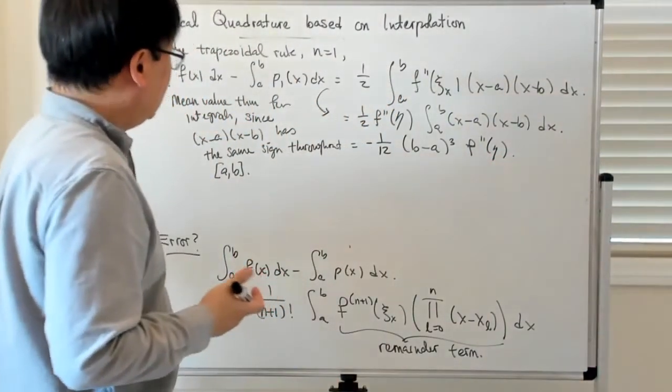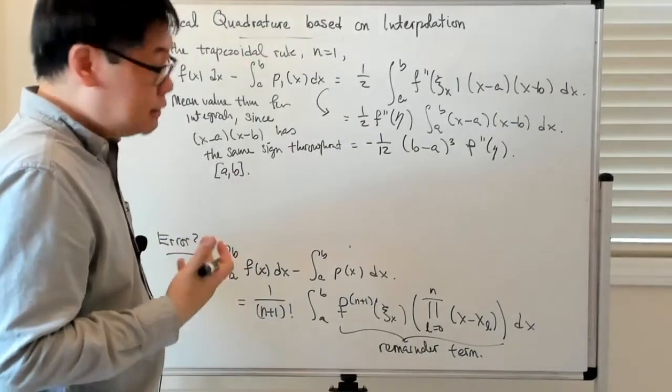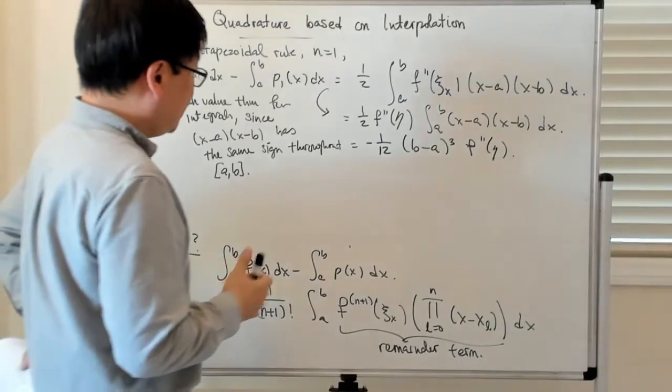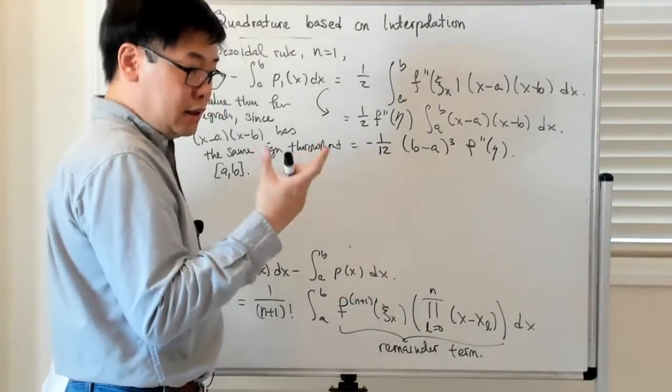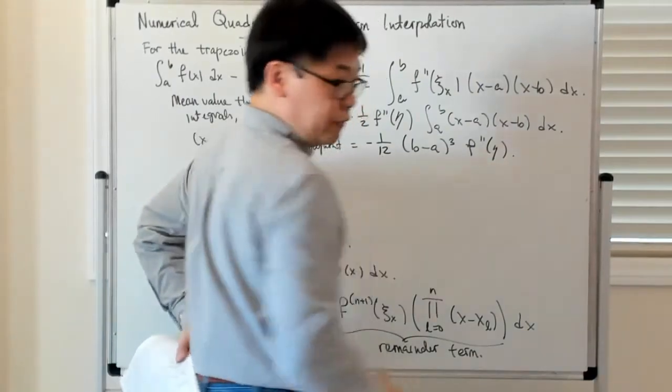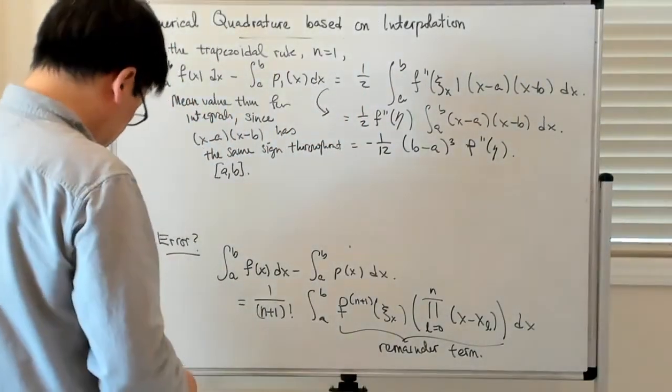So again, in order for the trapezoidal rule to make sense and to give you a reasonable approximation of the integral, especially as you let the interval go to 0, you have to have control over the second derivative of the function you're applying it to.